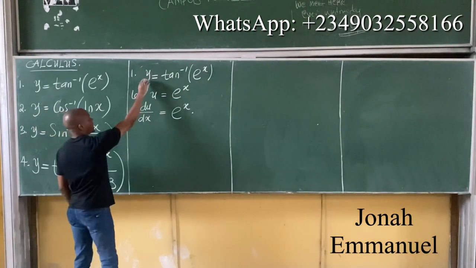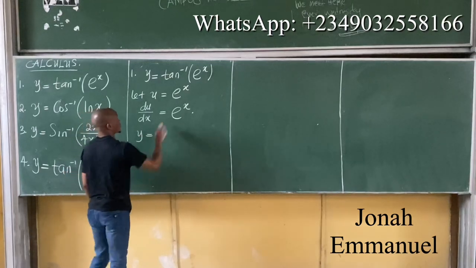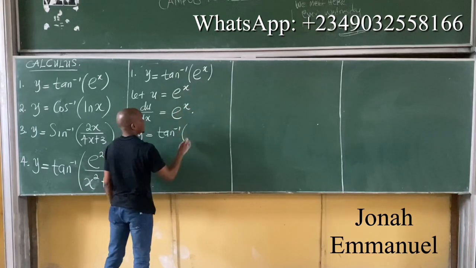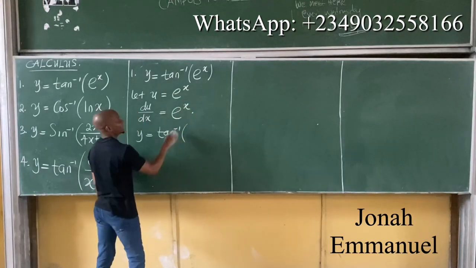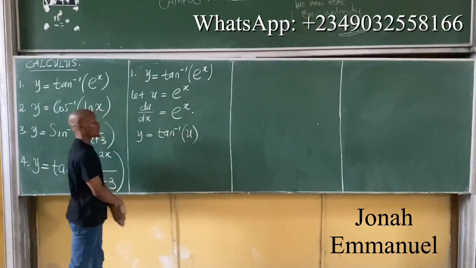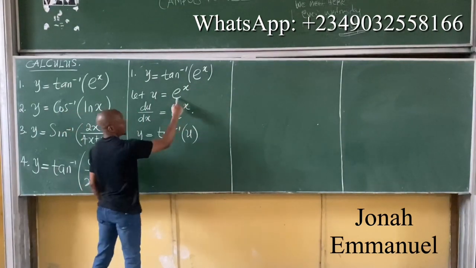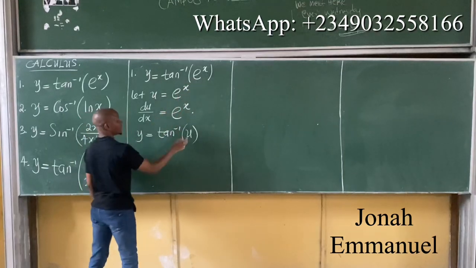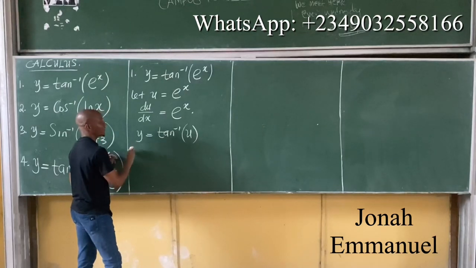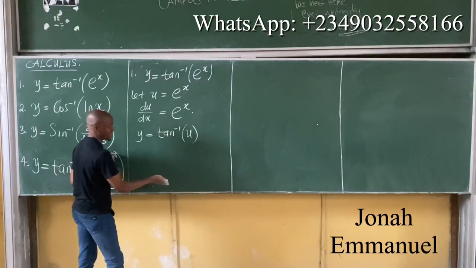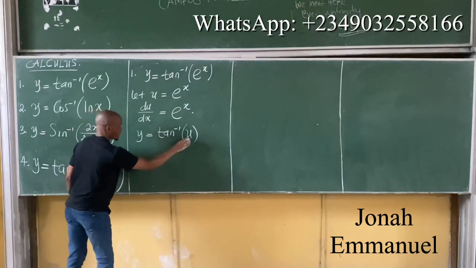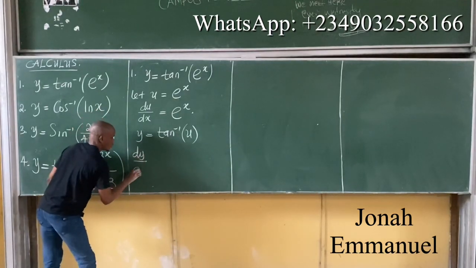Next up, I'll have that y is equal to tan inverse of exponential x. But we said exponential x is equal to u. So it becomes tan inverse of u instead. I've replaced this with u. When this was x, we differentiated y with respect to x and got dy/dx. In this case, it's now u. To differentiate y with respect to u gives you dy/du.